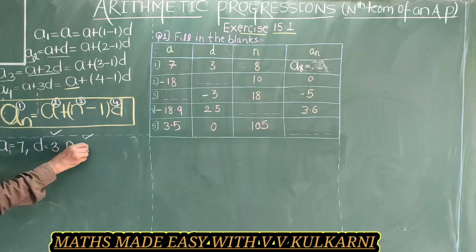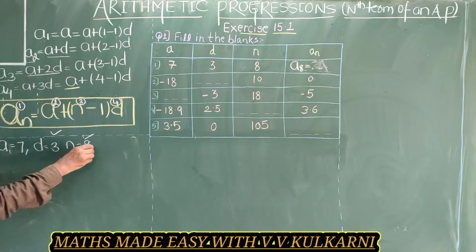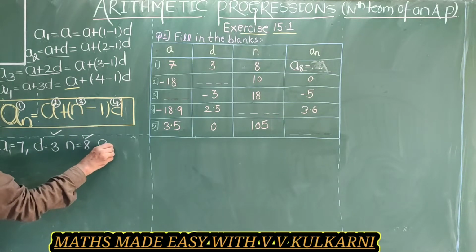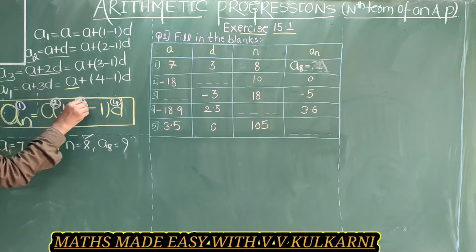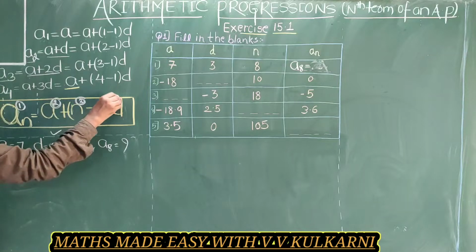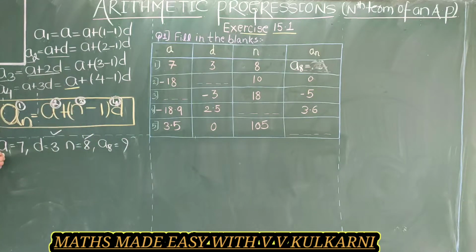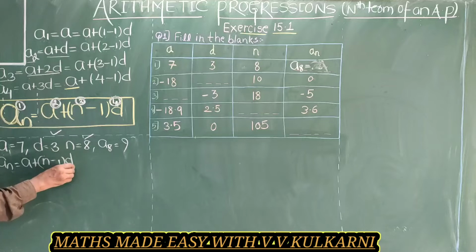The number of terms is 8, and you need to find the nth term, which is the 8th term. See, in this formula there are 4 unknowns. Out of these 4 unknowns, A is known to us. Let me write that formula here: An is equal to A plus (n minus 1) into D.